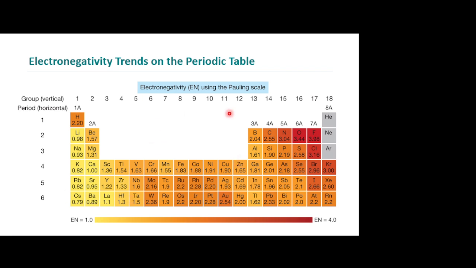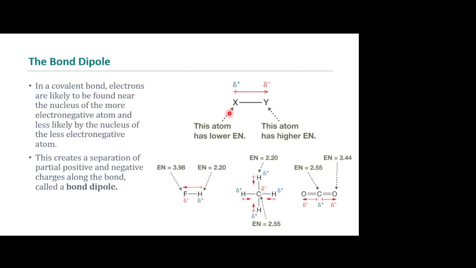Okay, fantastic. So in your covalent bond, the electrons are likely to be found near the nucleus of the more electronegative atom. They're going to spend more time around that. That's usually a better way of thinking about it because they're going to be more strongly attracted there. And so they're less likely to be found around the less electronegative atom, and they spend more time around the more electronegative atom.